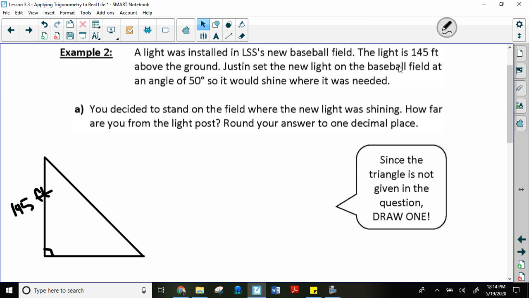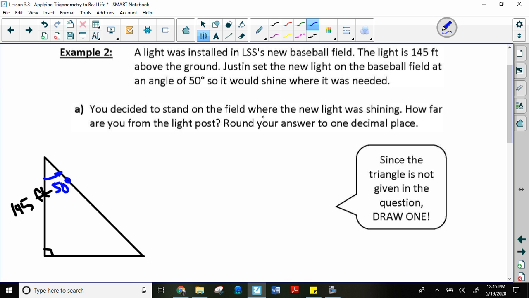Okay. The light is 145 feet above the ground. Justin set the new light on the baseball field at an angle of 50, so it would shine where needed. So when Justin was up here installing the light, he shone it at an angle of 50 degrees. So this is where you would position the light, because then the light shines down like that. So this is 50 degrees. Okay, we have a right angle triangle, we have an angle, we have a side. What do they want to know?